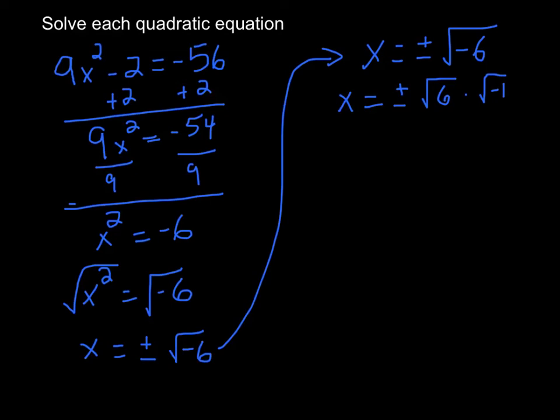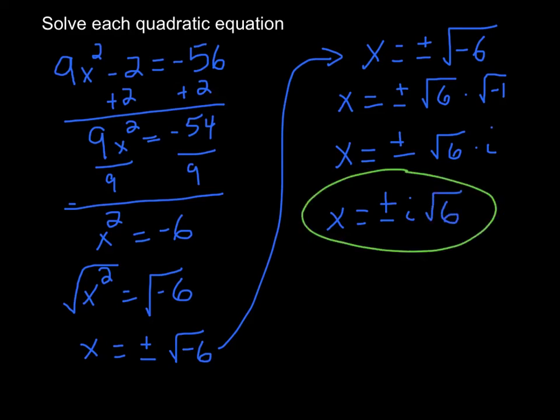So this is essentially the same thing as x is equal to plus or minus square root of 6 times i, and we want to write that in correct form, so we'll do x is equal to plus or minus i square root of 6. Okay, and that'll be your answer on this one. There's actually two answers. We've got a plus or minus i square root of 6. You could write that out as x is equal to i square root of 6 and x is equal to negative i square root of 6. Either way is okay. But you should be good.